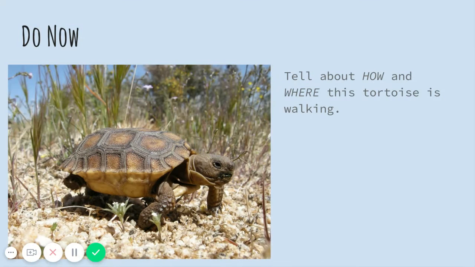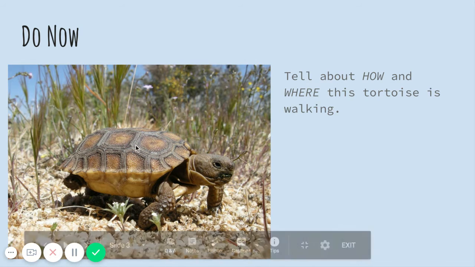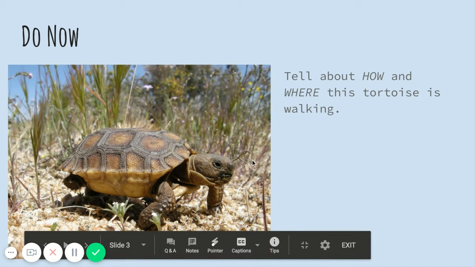Now, when I'm looking at this image, I see that the tortoise is walking, and I'm going to use my background knowledge on tortoises, and I know they're not very fast-moving animals. And so I might say it is walking slowly, and that would be how, right? And then if I'm thinking about where this is happening, I might say it's in the weeds or in the grass, right? Or even on the rocks, okay?